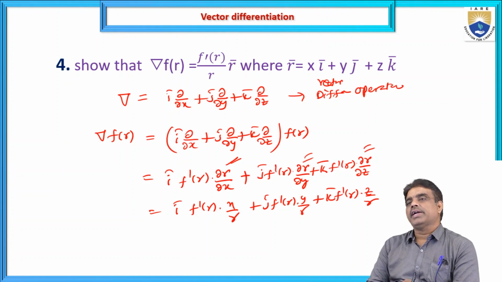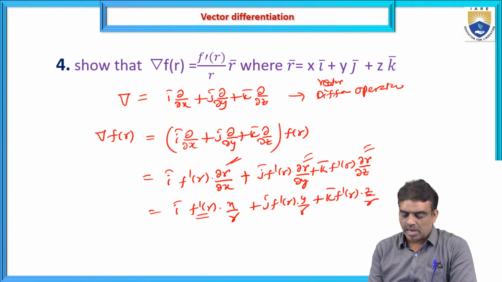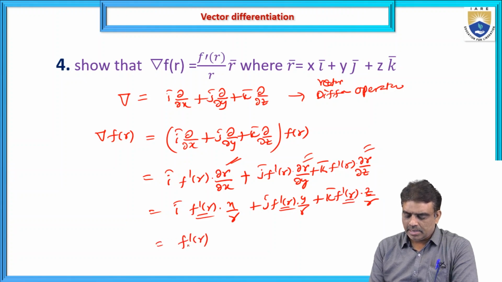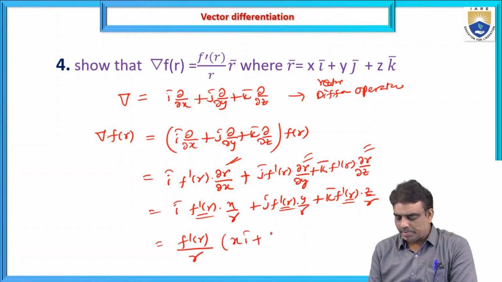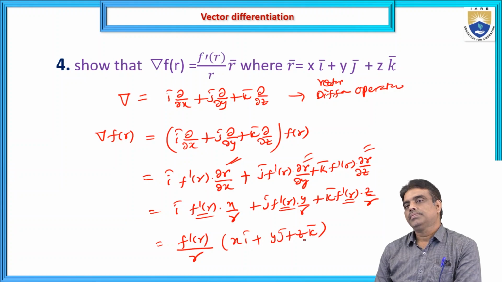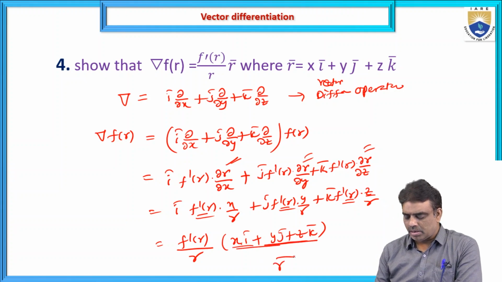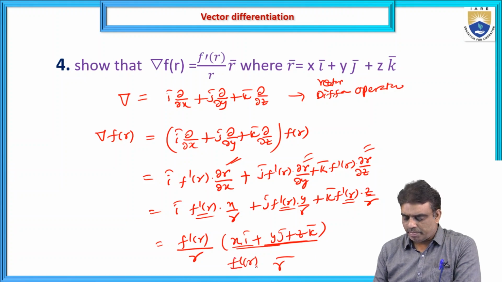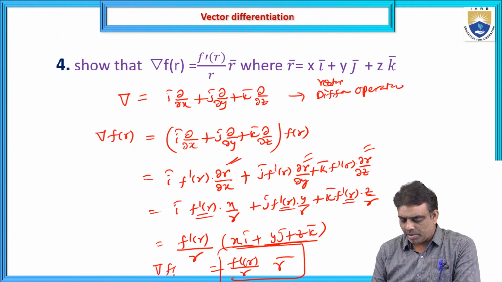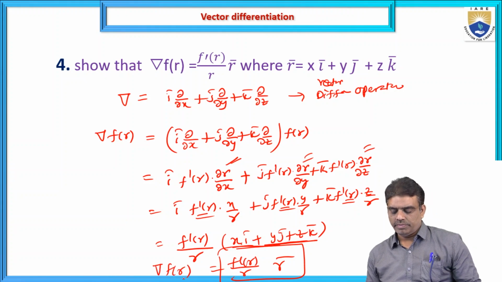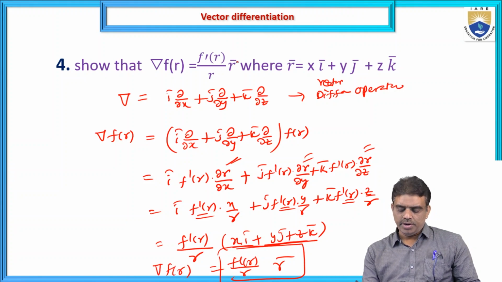So what are the common factors here? f dash of r is common. It is in all the terms. And again, by r is also a common term. So taking out, you'll get x i bar plus y j bar plus z k bar. Then what is x i bar plus y j bar plus z k bar? This is r bar. So f dash of r by r into r bar. This is the grad f of r value. f dash of r by r into r bar.